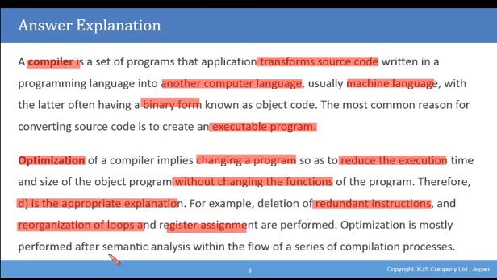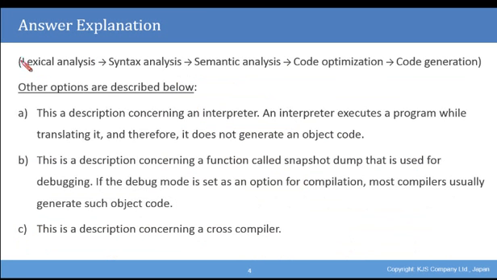Optimization is mostly performed after semantic analysis within the flow of a series of compilation processes. Here we describe the flow on the previous slide of different types of analysis with which to improve code by code optimization. So lexical analysis, then we have syntax analysis, then semantic analysis, which can lead to code optimization, and then finally code generation.